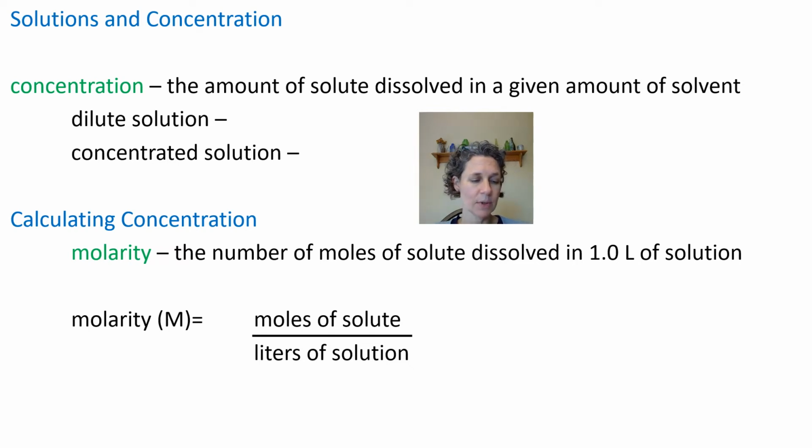Okay, now calculating concentration. There's several different ways to calculate concentration. Probably the most common is molarity. Molarity is the number of moles of solute dissolved in 1 liter of solution, or in liters of solution. The formula for molarity is moles of solute over liters of solution. So, of course, we have an example.